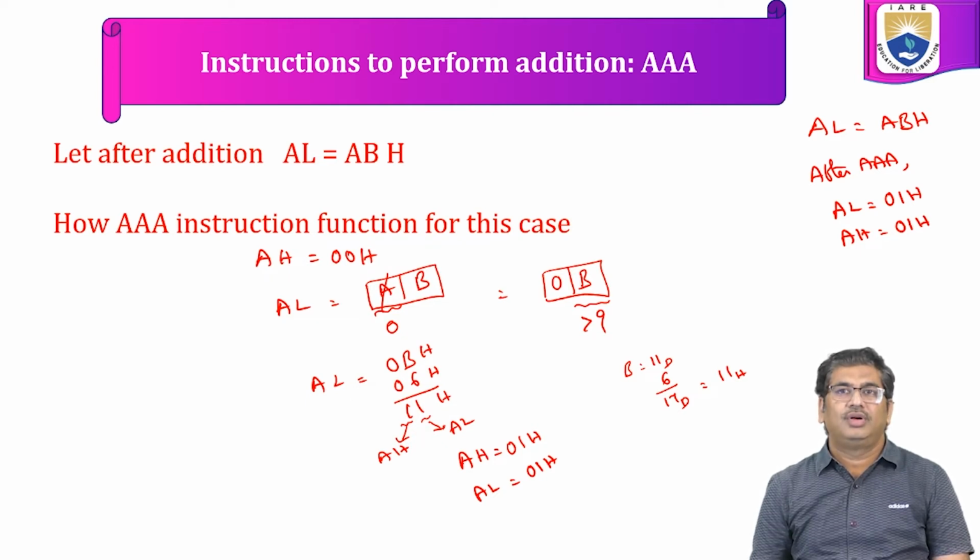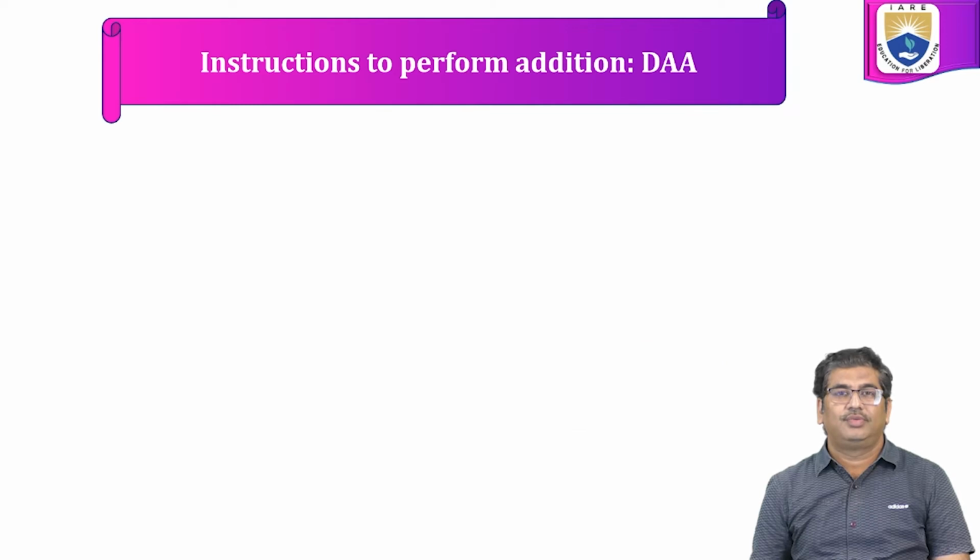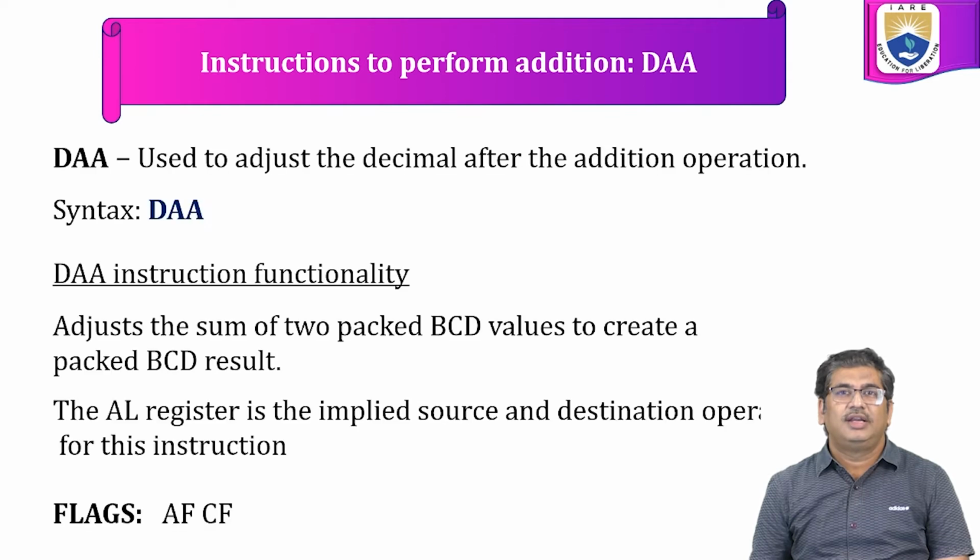Now we will move to one more instruction. The next instruction is DAA. DAA stands for Decimal Adjust After Addition. This instruction also we have to execute after the addition instruction. After addition, the result should exist in the AL register. As the AL register is a default register, we can take that one as an implicit operand or implicit register.